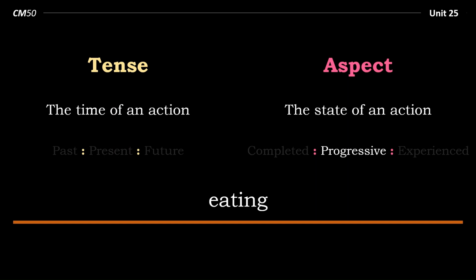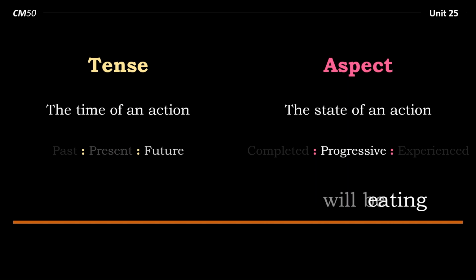So, for example, was eating. Now we know that this refers to the past, and the aspect is still progressive. So, past tense, progressive aspect. How about am eating? This is now the present tense and still progressive aspect. Will be eating. This is future tense and still progressive aspect.